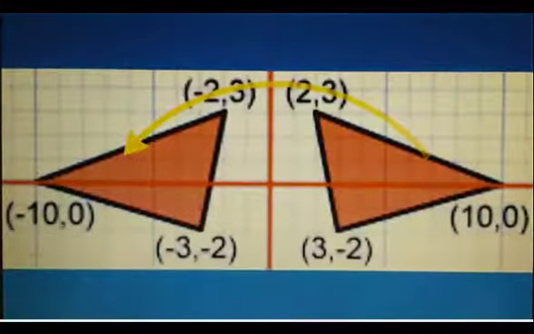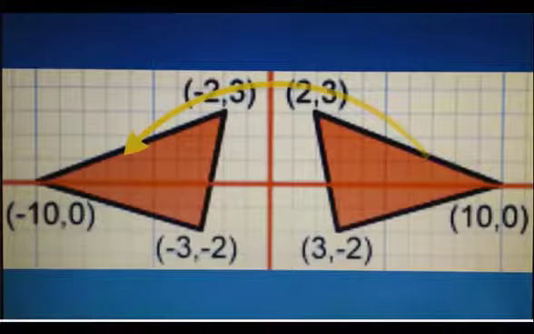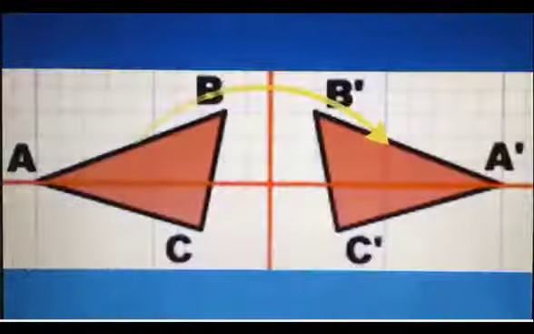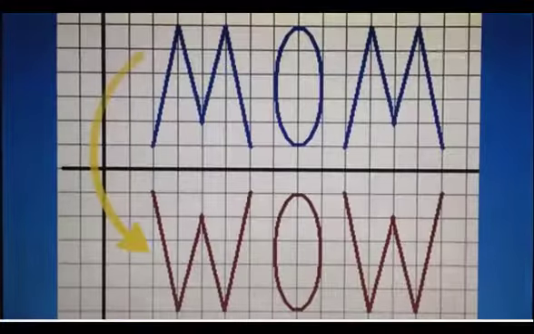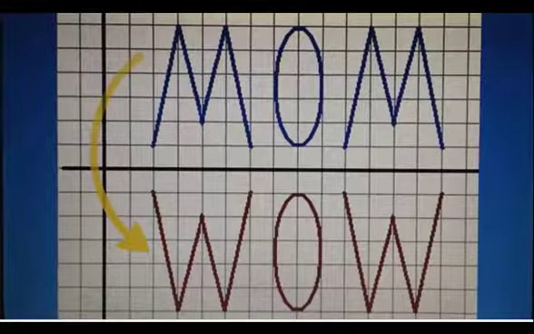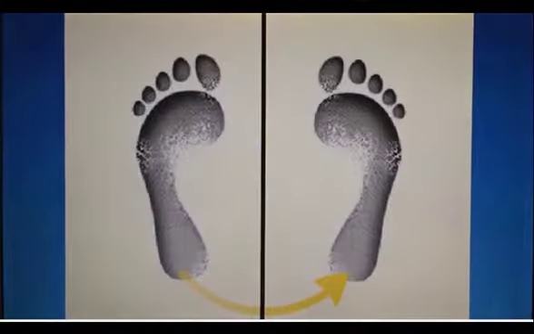Here's a geometric representation of a triangle being reflected over the y-axis. And another of a triangle being reflected the other way over the y-axis. Here's a geometric reflection of the word mom over the x-axis. Here's a footprint reflected over a vertical line.